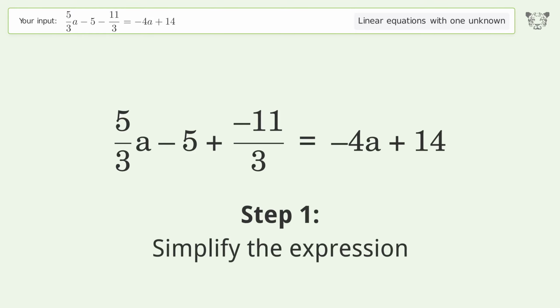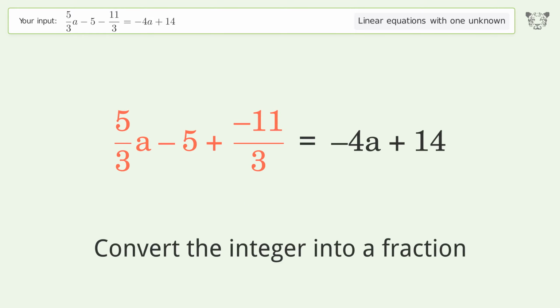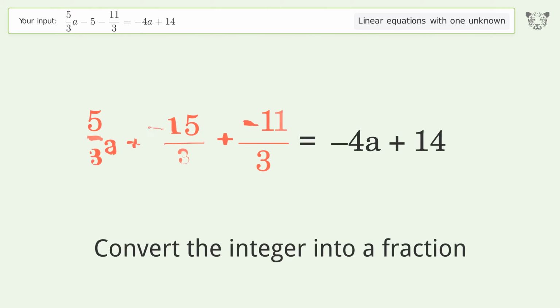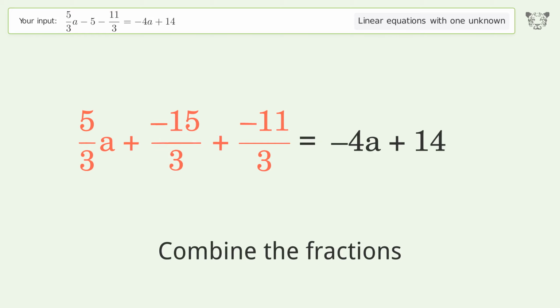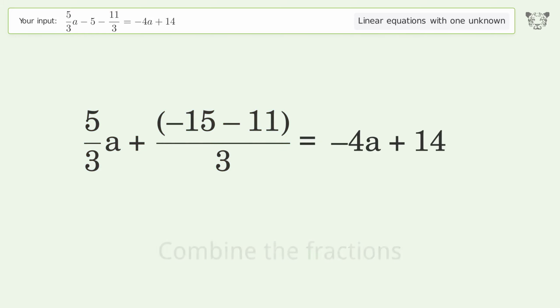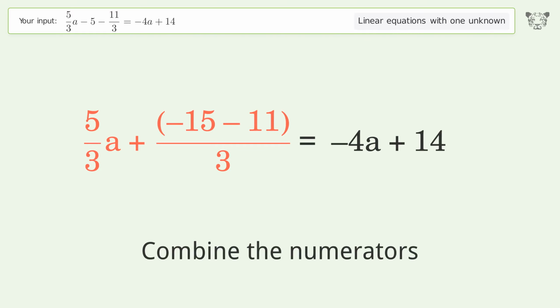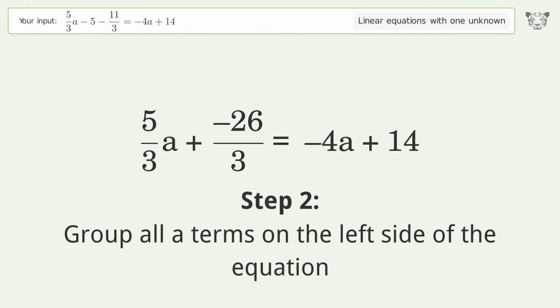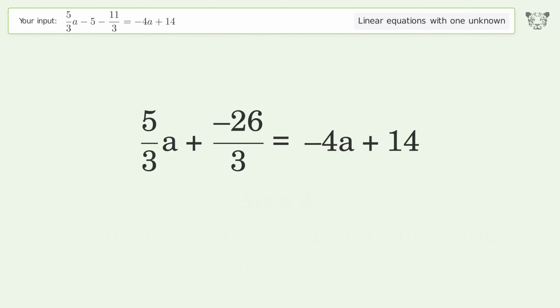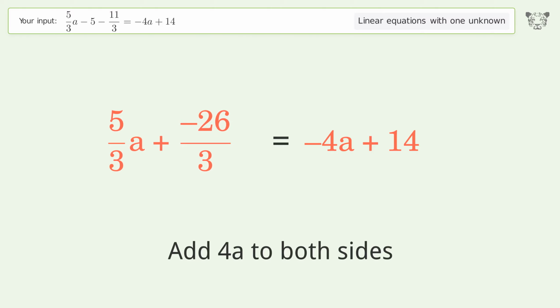Simplify the expression. Convert the integer into a fraction. Combine the fractions. Combine the numerators. Group all a terms on the left side of the equation. Add 4a to both sides.